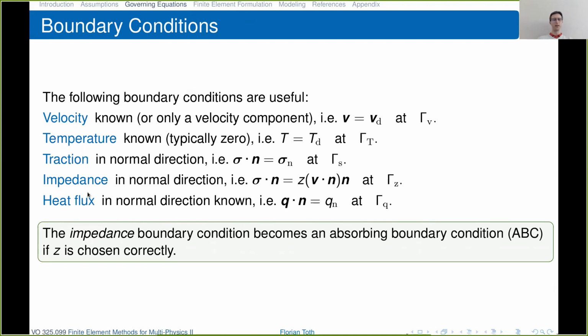Note on the impedance boundary condition, you can actually make it become an absorbing boundary condition if Z is chosen correctly, and it must be chosen as the impedance of a traveling plane wave, I have to say, in normal direction.